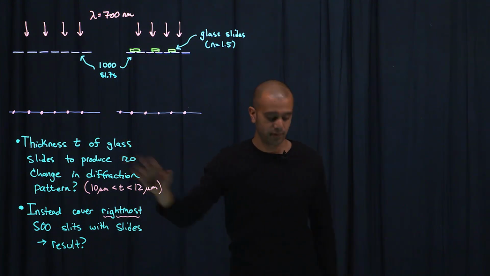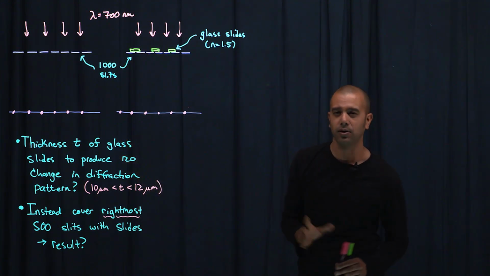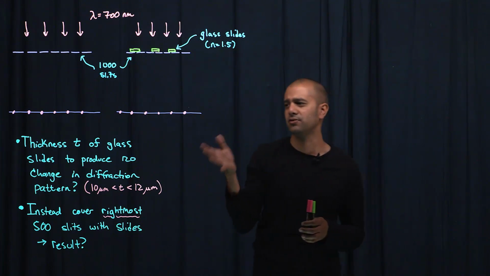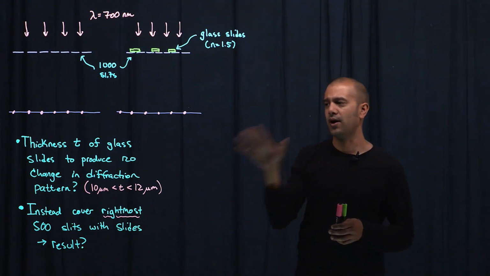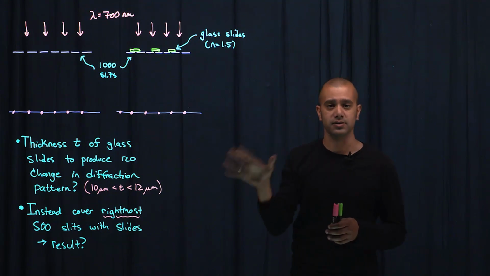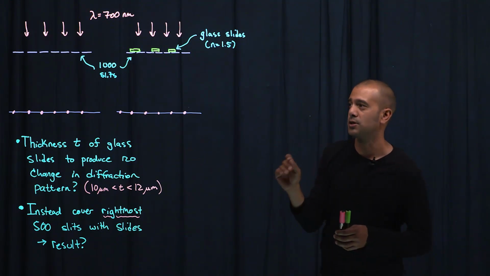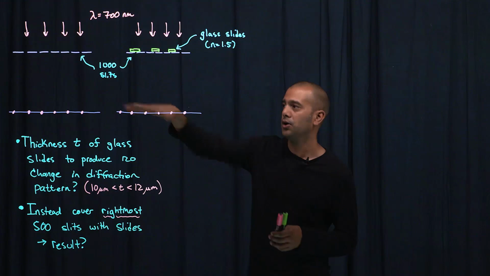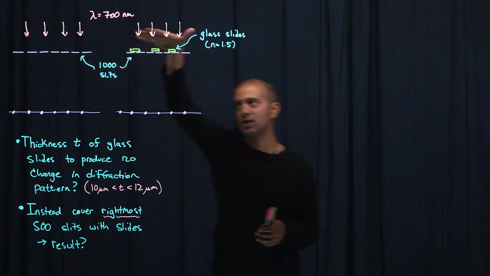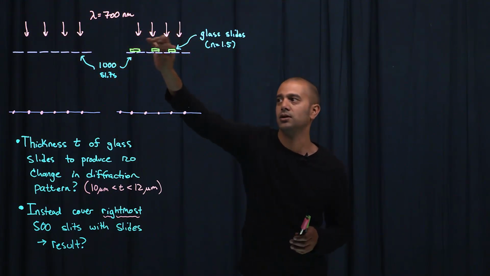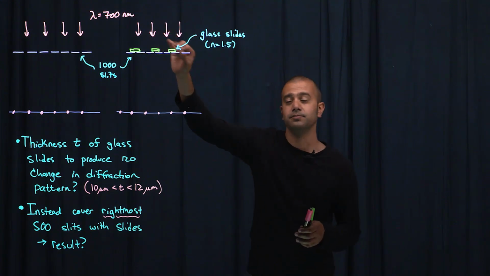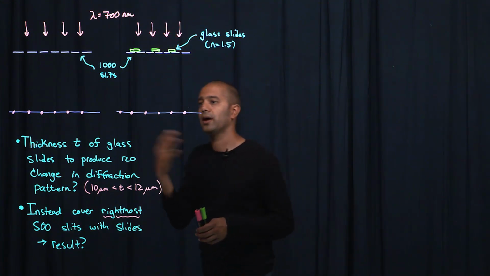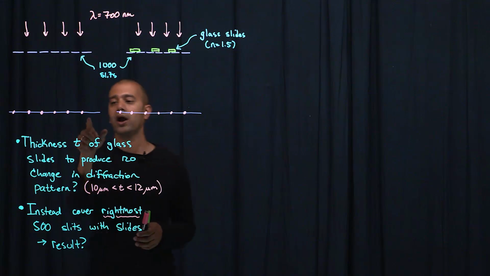Let's answer the first part first. To get a handle on this, and again, this kind of problem doesn't really fit neatly into the usual approach of finding the diffraction spots and where they are. It's a little more subtle because now you have two things happening. You have a diffraction pattern, and you also have light traveling through these thin slides. So let's go back a step and remember why these spots are occurring in the first place.